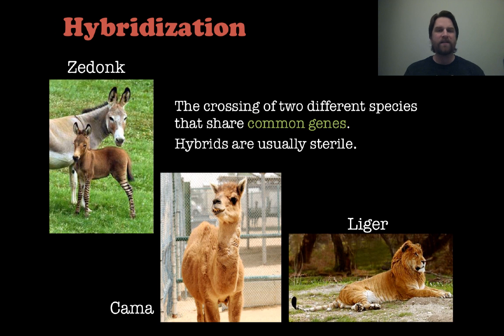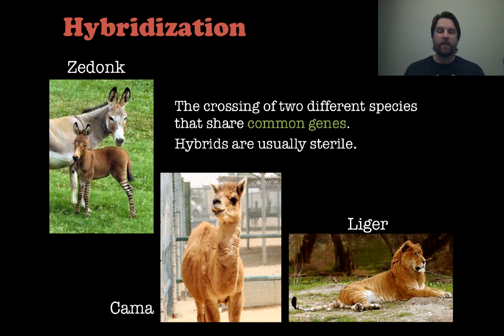Next thing we're going to talk about is hybridization. That's when you cross two different species that share common genes. These hybrids, we have to say, are usually sterile, meaning they cannot have children once they are created. They can't have offspring. Here's a few examples. A zedonk is a zebra with a donkey, so you can see that one on the left side. A camel and a llama is a cama, and a lion and a tiger is a liger.